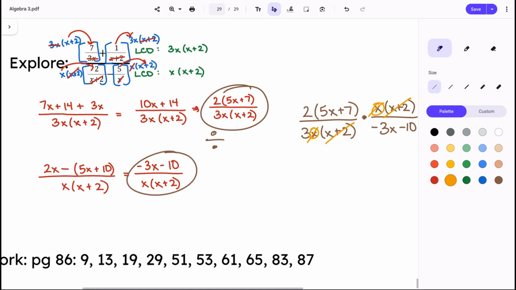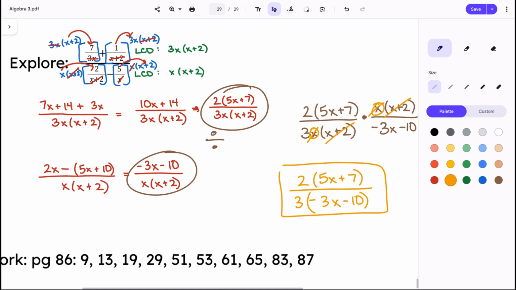So what are we left with on the top? 2, 5x plus 7. One more thing on the bottom. That's right. If you want to leave it there, that's fine with me. If you wanted to distribute the numbers in, like 2 times the 5x plus 7, 3 times the negative 3x minus 10, that would work too. But I'm okay with us leaving it here for now because that's kind of what we've been doing with our other answers, just leaving them in their factor form.